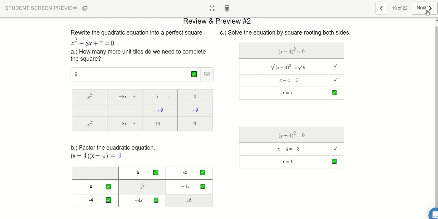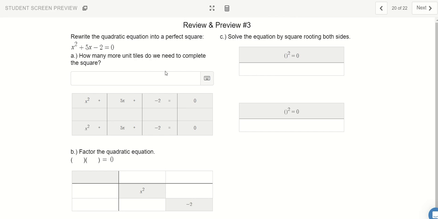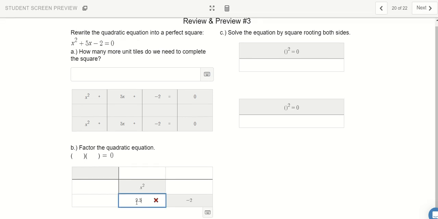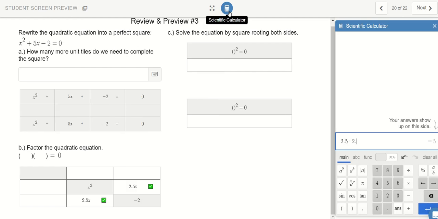All right. I think we have one more completing the square and then two more just regular factoring problems. Let's see. How many more units do we need to complete the square? Here we have 5x. Even though this is an odd number, we can still split it in half, right? It's going to involve decimals, but we can still split it in half. Half goes here, half goes there. I know this completes a square for a 2.5 by 2.5. Let's see. 2.5 by 2.5.